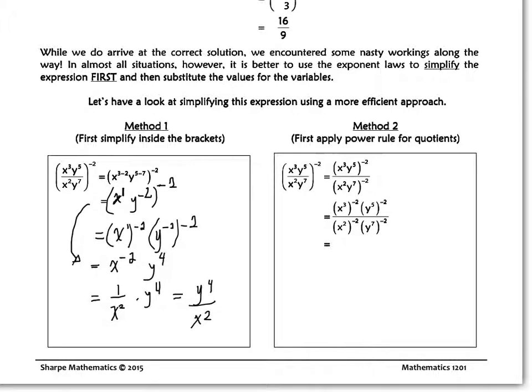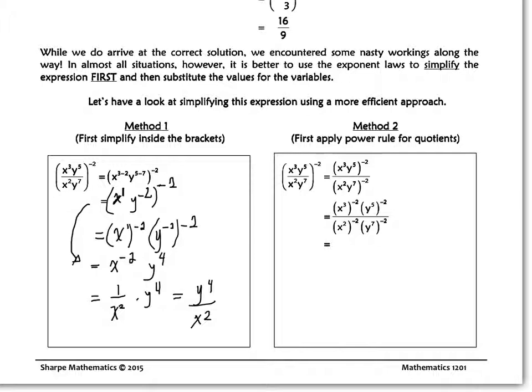Okay, so the second method takes the exact same first expression, but this time it uses the rule for quotients first, and it takes the numerator and raises it to the power of negative 2, and the denominator and raises it to the power of negative 2. And then again, you would have to use your power of a product rule. So x cubed would get raised to the power of negative 2, and y to the 5th would get raised to the power of negative 2. And then in the bottom, x squared would get raised to the power of negative 2, and y to the 7 would get raised to the power of negative 2.